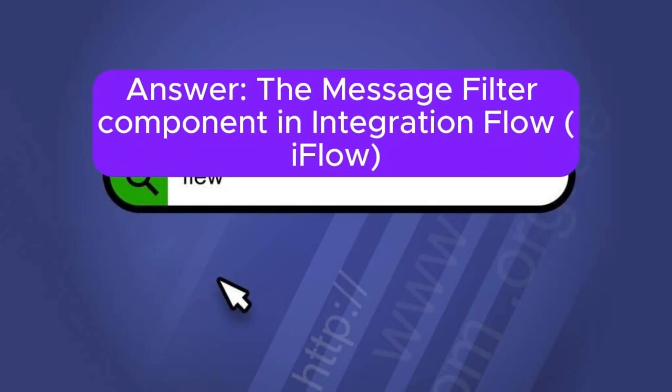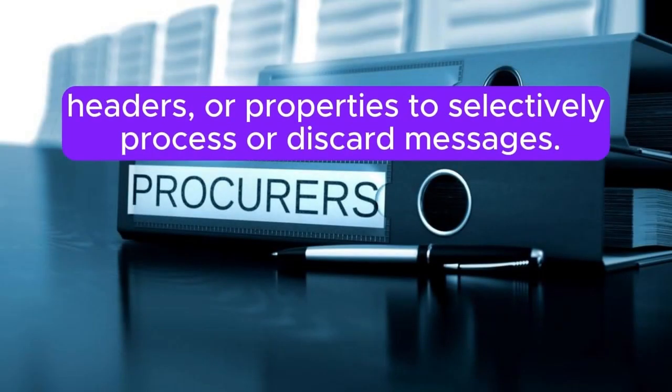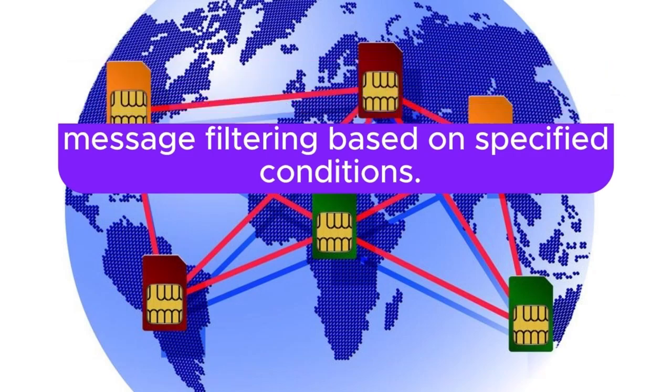13. What is the role of the message filter component in integration flow iFlow in SAP CPI? Answer. The message filter component in integration flow iFlow in SAP CPI allows you to define filtering criteria based on message content, headers, or properties to selectively process or discard messages. It is commonly used for message routing, content-based routing, and message filtering based on specified conditions.